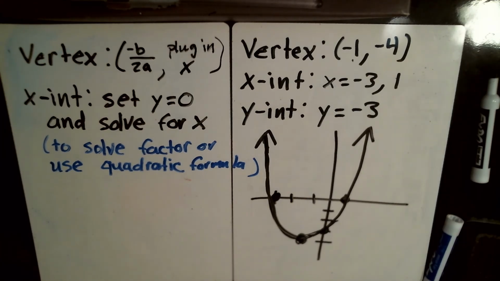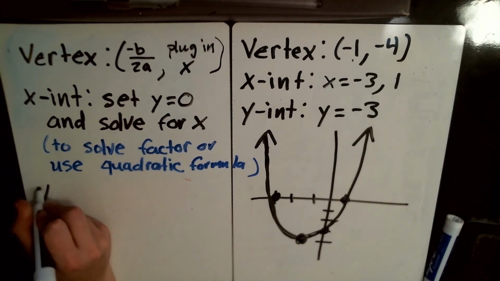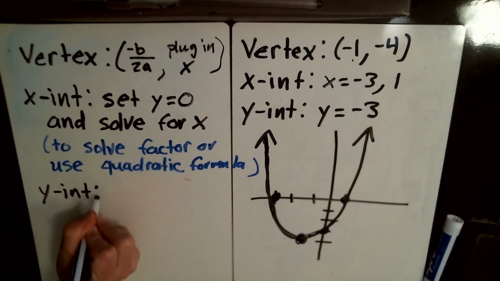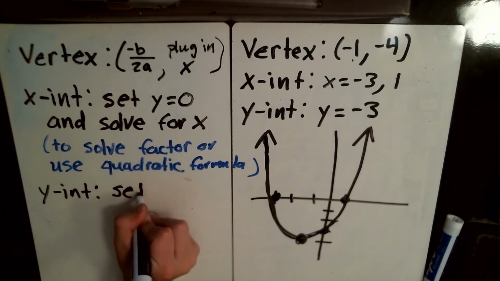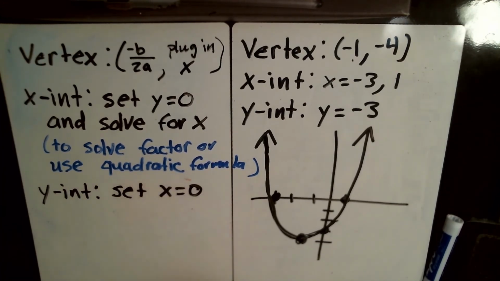And then lastly, let's look at the y-intercept. How do we find that? Well, we set x equal to 0 and then find y. That's probably the easiest one to find out of all of those, right?